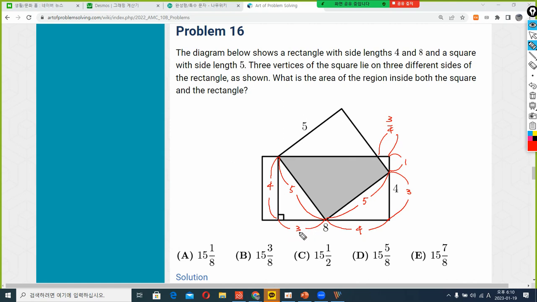You mean the bottom 3 and 4? Or bottom 4? Yeah.